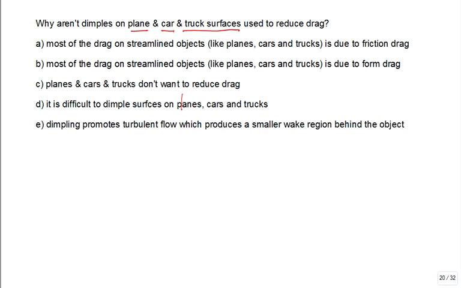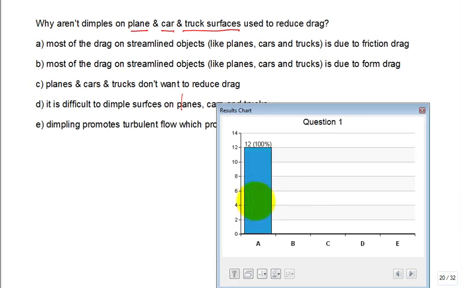We don't dimple surfaces on planes, cars, and trucks. Why? Why aren't dimples used to reduce the drag? Did everybody get in on time? Wow, that's great. Most of the drag on the streamlined object is due to friction drag.